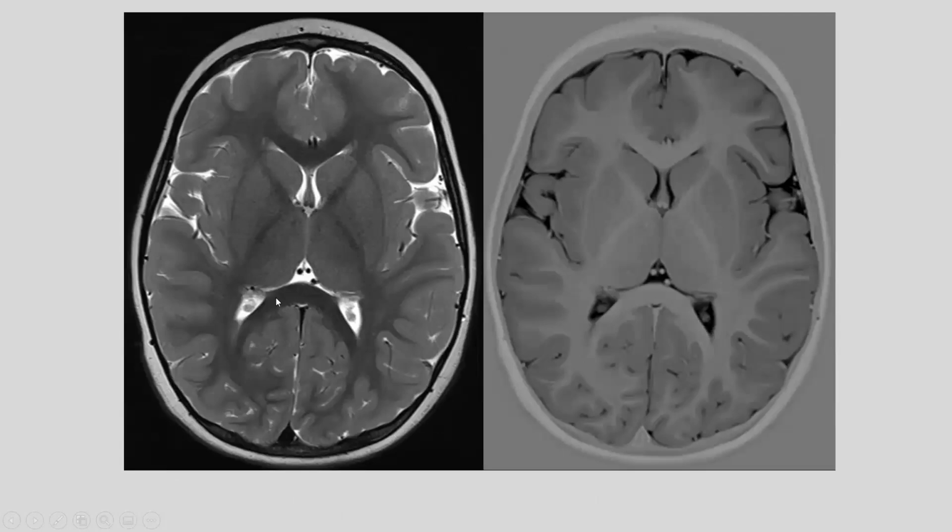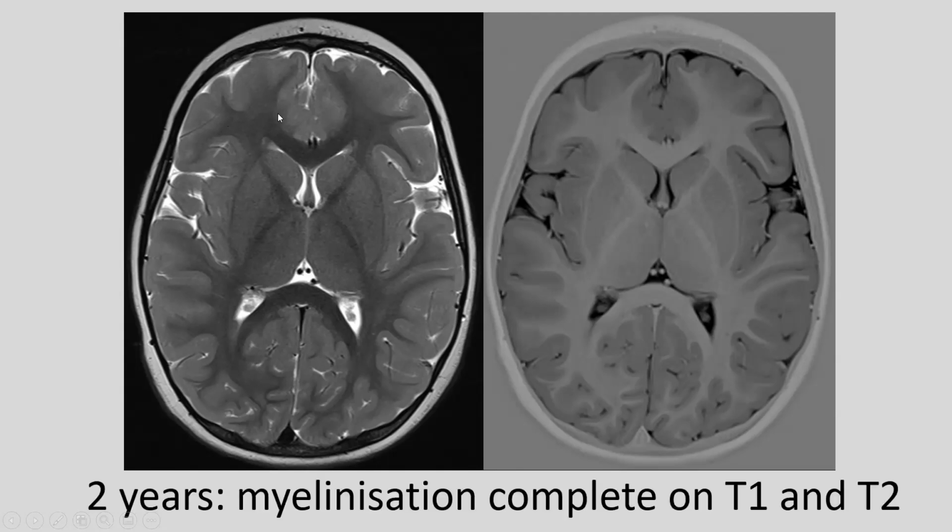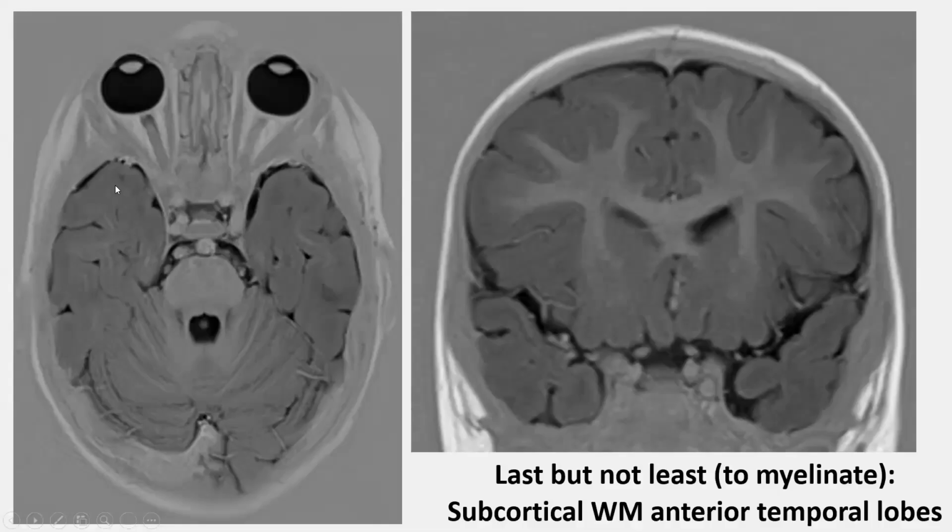Let's now compare these images with a child of 2 years old. Here we see that the myelination is complete on T1 weighted images, but that's a bit comparable to the pattern we saw in a 1-year-old child. However, if we compare the deep and subcortical white matter of the occipital lobes of a child of 2 years old with the white matter in the frontal lobes, we see that there is no difference anymore, and myelination looks complete. The only structure that can still appear to be slightly unmyelinated in a child between 1 and 2 years old is the subcortical white matter of the anterior temporal lobes.